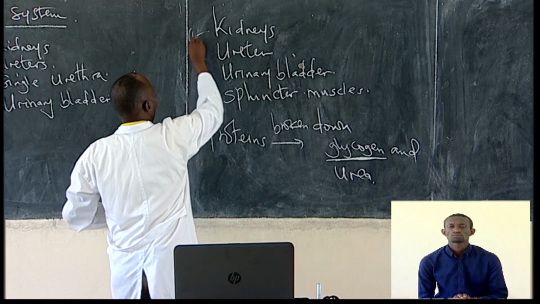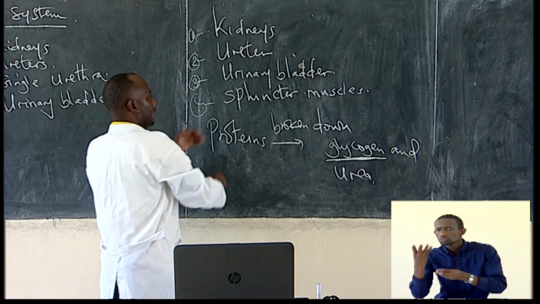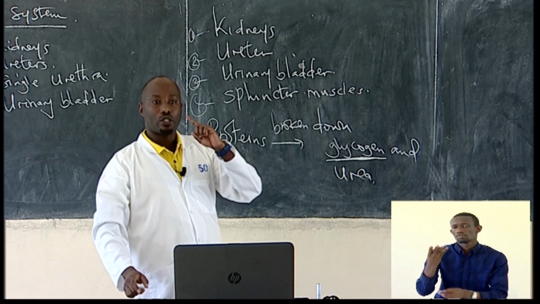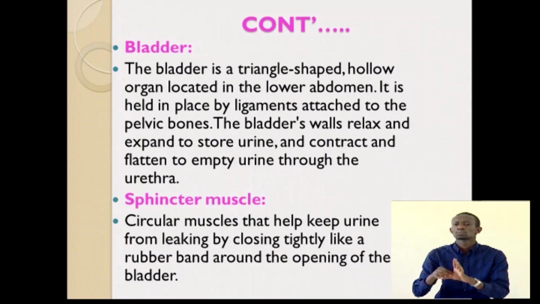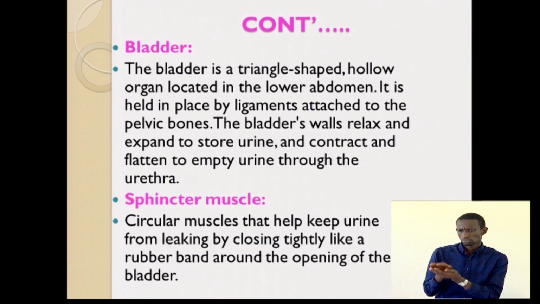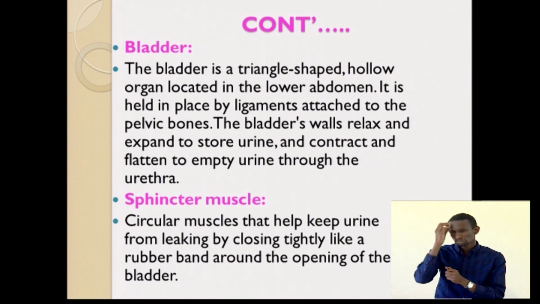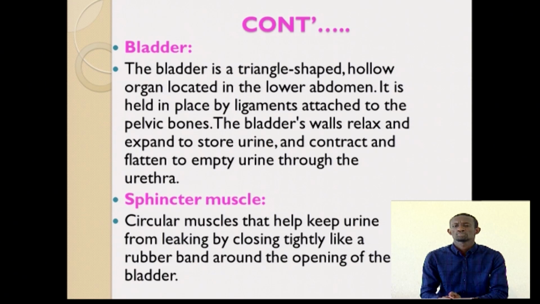So let's have another part. We had number 1, number 2, number 3, and number 4, which is going to be the sphincter muscles. The sphincter muscles are very important. These are circular muscles that help to keep urine from leaking. Leaking of the urine is something which is dangerous to our body. So these muscles have to be tightened to prevent the urine from leaking, by closing tightly like a rubber band around the opening of the bladder.